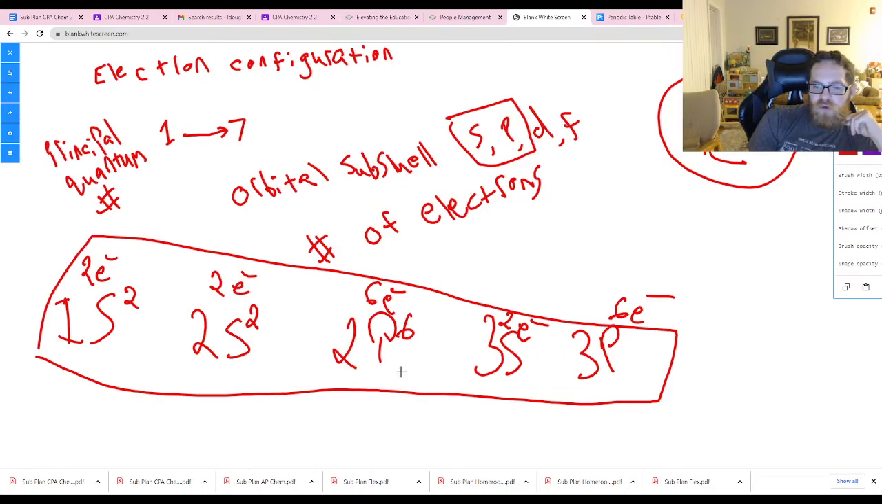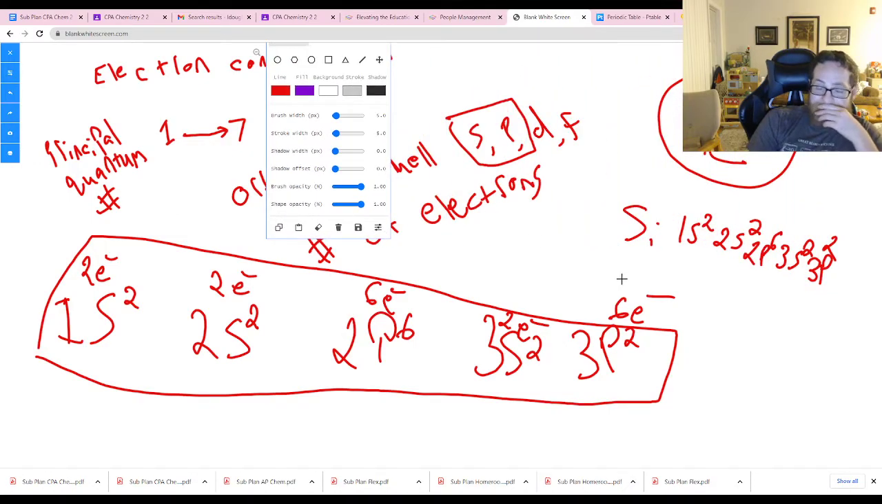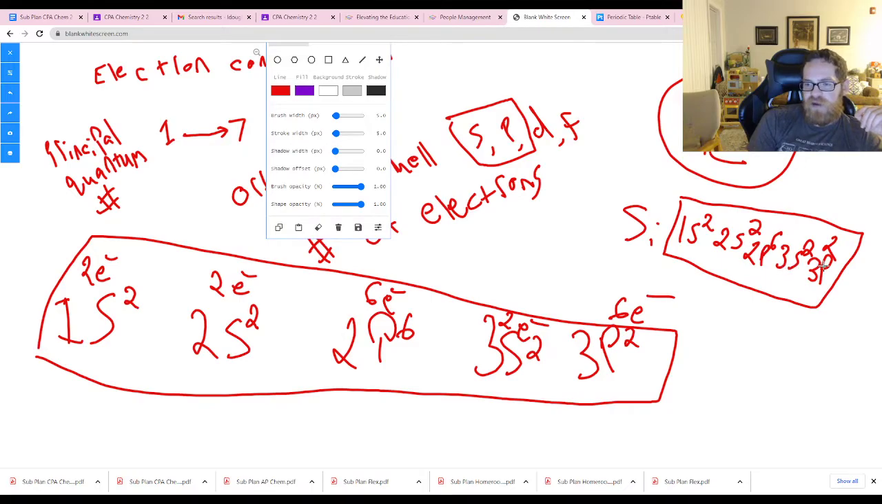Right now we are down to 4. The s orbital once again can hold 2. We'll put another 2 in there. We're down to 2 left. And then finally we get 3p2. So our full formula for silicon would be 1s2, 2s2, 2p6, 3s2, 3p2. This is the electron configuration method of writing this element.